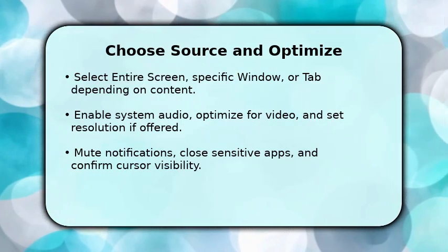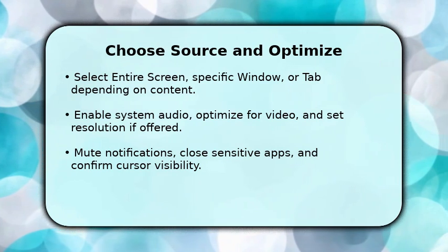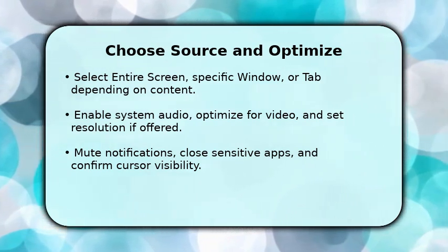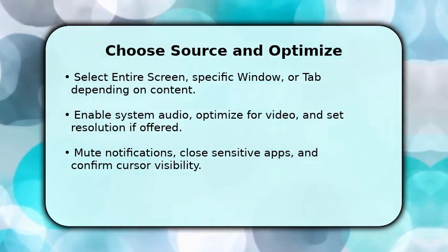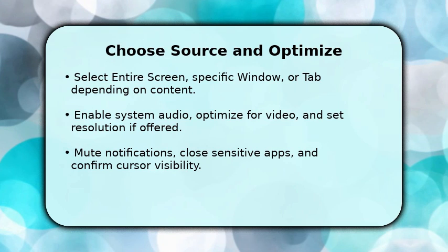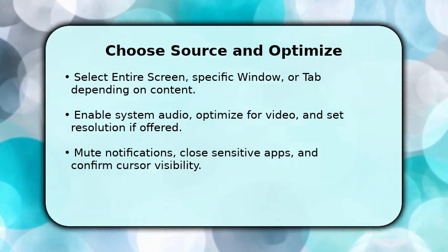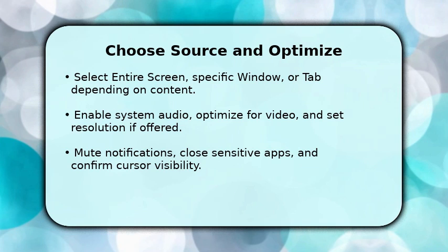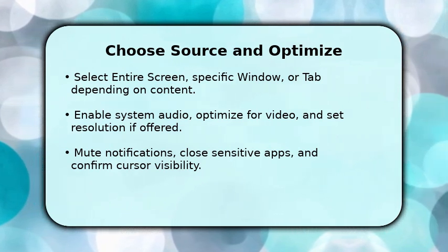Once you've started sharing, pick the precise source: an entire screen for switching apps, a window for one program, or a tab for browser. Make sure to enable system audio if you're sharing media, and toggle any optimize for video or higher resolution options to reduce lag.